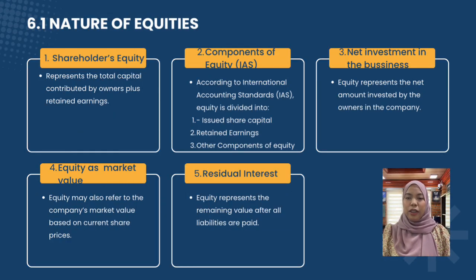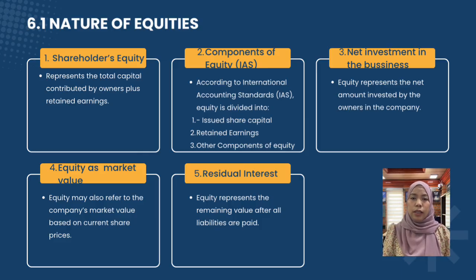Hi, my name is Putri and I will start by presenting the nature of equities. Equity represents the ownership interest of shareholders in a company. It is made up of the capital contributed by owners as well as the accumulated profits retained within the business over time. In accounting terms, equity is generally divided into several components, which include issued share capital, retained earnings, and other reserves. Share capital represents the original investment made by shareholders, while retained earnings represent profit that has been kept in the business after dividends are distributed.